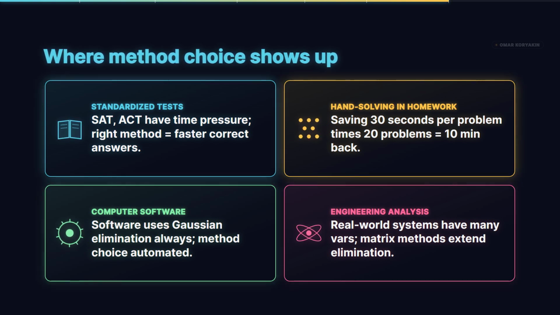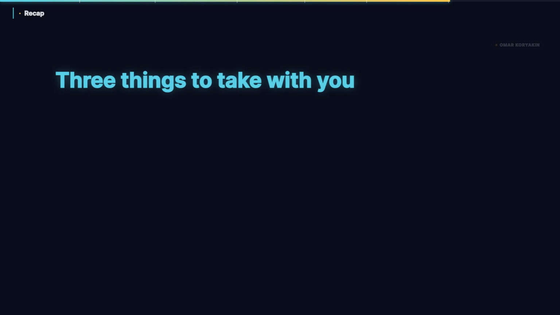Three things to take with you from this lesson today. Method choice is a craft skill that does not affect correctness in any way, but can dramatically reduce the algebra burden on a system solving problem. And recognizing the right method on each problem is the central efficiency move for system solving for the rest of the algebra course and into all the harder math classes that follow it.